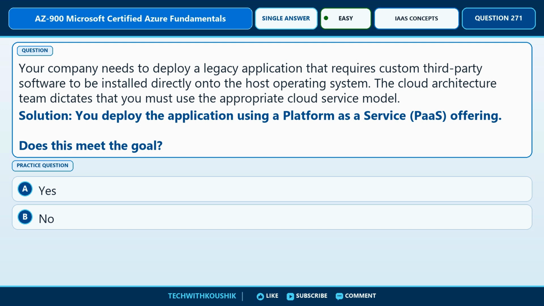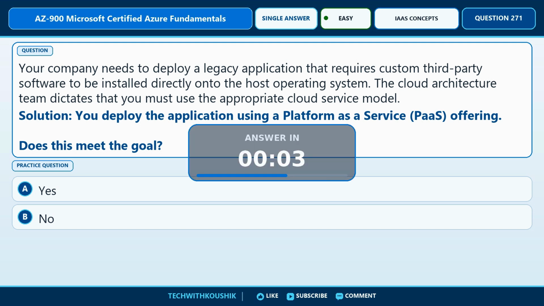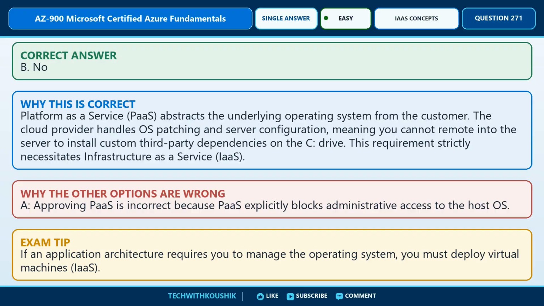Here are the options. Option A, yes. Option B, no. The answer here is option B, no.